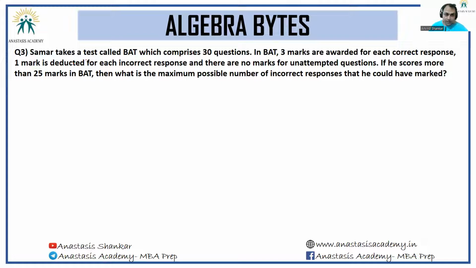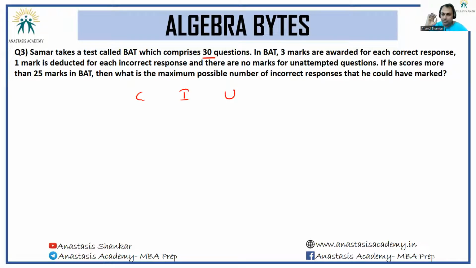Next, Summer takes a test called BAT, which comprises 30 questions. In BAT, 3 marks are awarded for each correct response. 1 mark is deducted for each incorrect response. There are no marks for unattempted questions. If he scores more than 25 marks in BAT, then what is the maximum possible number of incorrect responses that he could have marked?